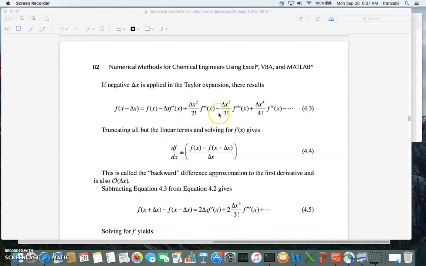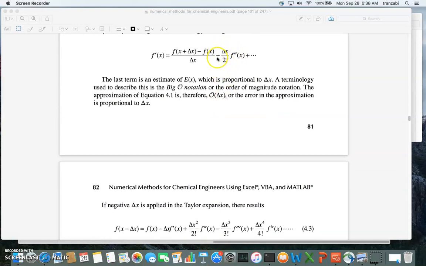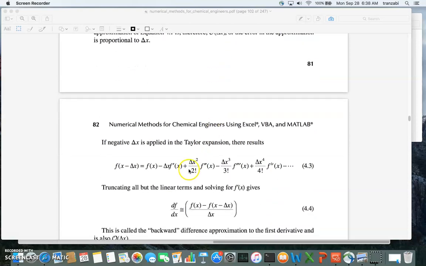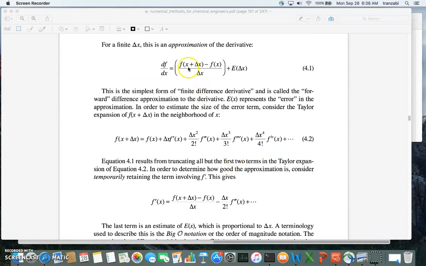And then if I truncate it up to here, the error is going to be the same thing. It's going to be delta x over 2 factorial times f double prime of x. So the error is exactly the same as this. The only thing is the sign here was negative, so here the error is going to be positive. That's the only difference. But there's another difference between this definition of the derivative, which is f(x) minus f(x minus delta x), and this definition of f(x plus delta x) minus f(x). So we're going to talk about this difference later on.